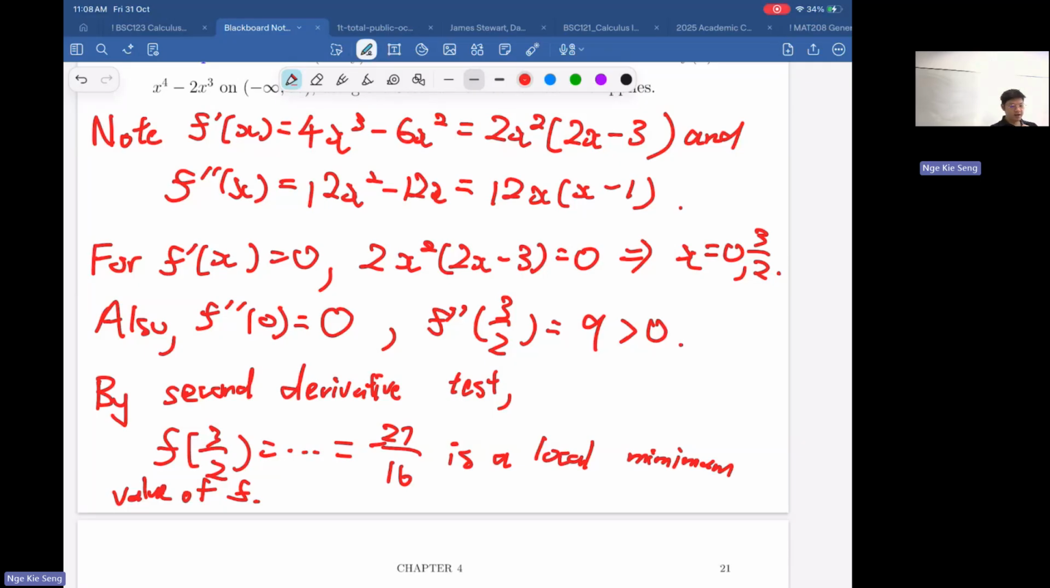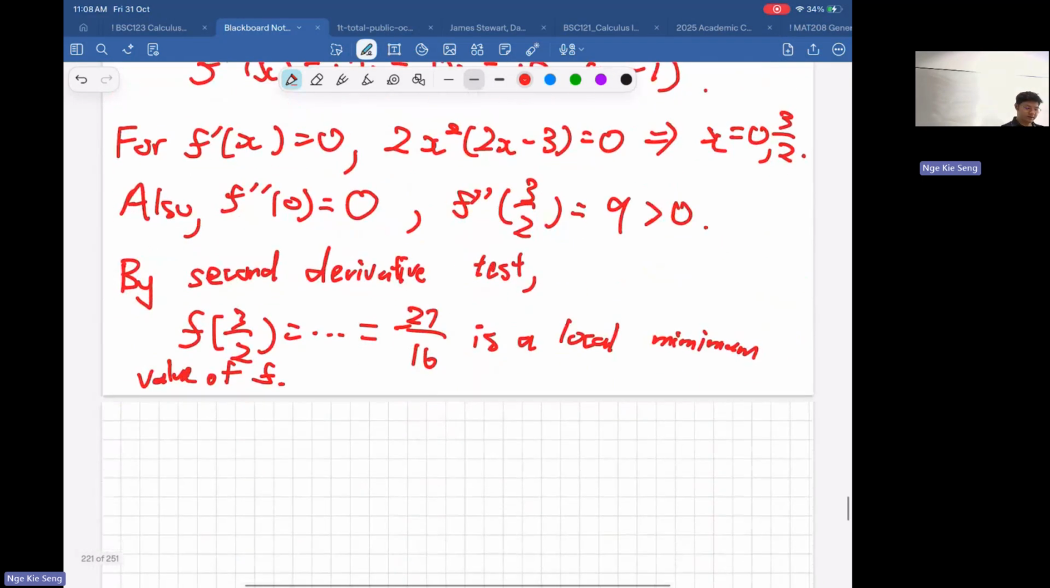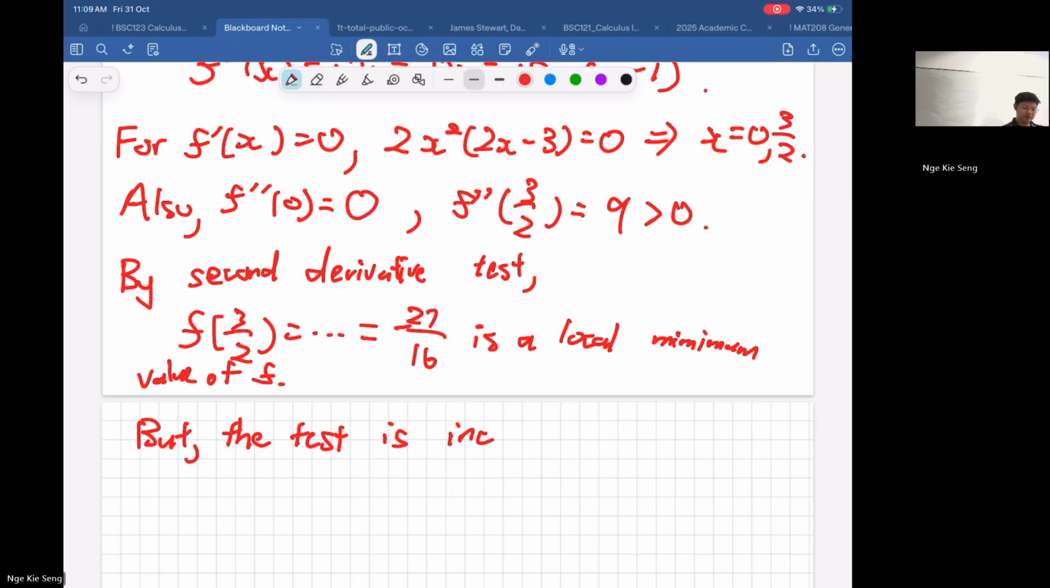But the test is not conclusive for f of 0. It's inconclusive.